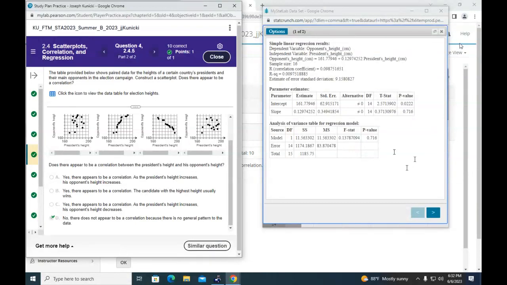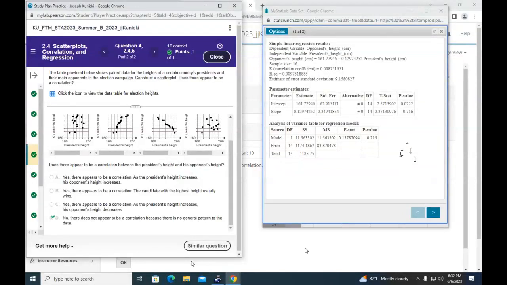line of best fit called the regression line. So there's y, opponent's height. This is b naught. This is the intercept. This is the slope. That's b1. And there's president height. That's x. So instead of writing y and x, they write them out. There's x and there's y. So you got y equals b naught plus b1x.